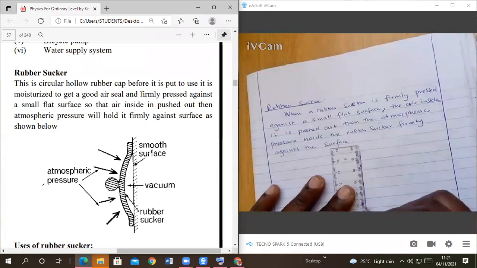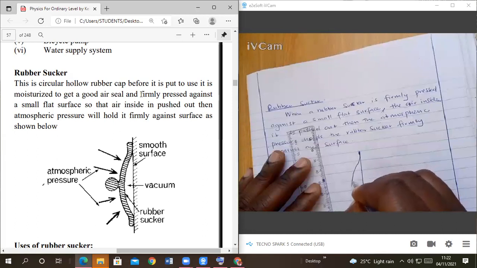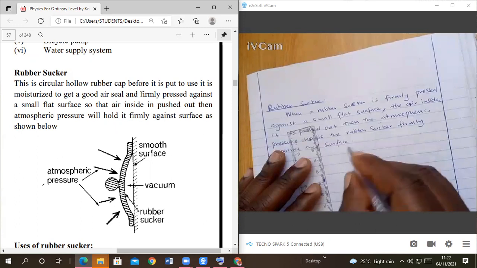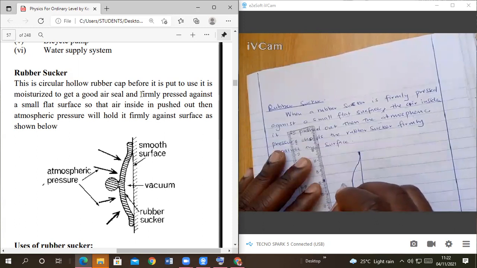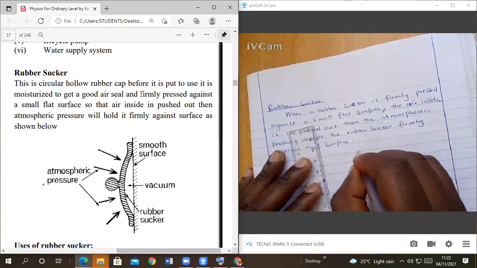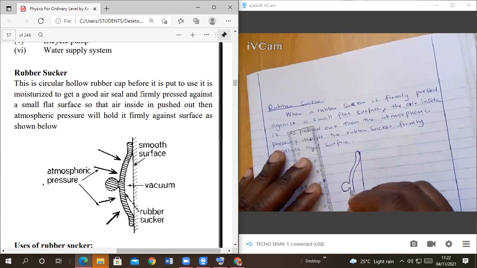And you draw the diagram and you show the rubber sucker. Amida? Yes, teacher. They told me that you are a good artist. Is it true? No, teacher. Who is this Amida? What's your other name? Amida Grace. Yes. Amida, I know you're a good artist. I know you very well.